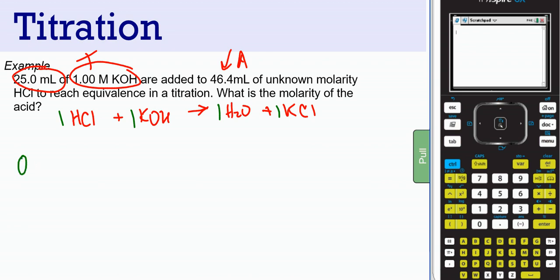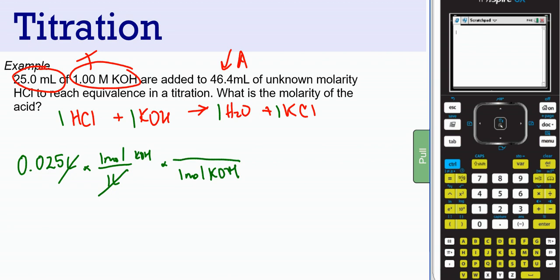And I'm going to convert that to a volume of 0.025 liters. And then we're going to use molarity to convert this liters to moles. I know that we have 1 mole per 1 liter of KOH. So that liters cancels, and now I have moles. Then I can use mole ratio to go to hydrochloric acid. 1 mole KOH is 1 mole of hydrochloric acid. And then I'm just going to divide by the volume of my titrant in liters, 0.0464 liters.